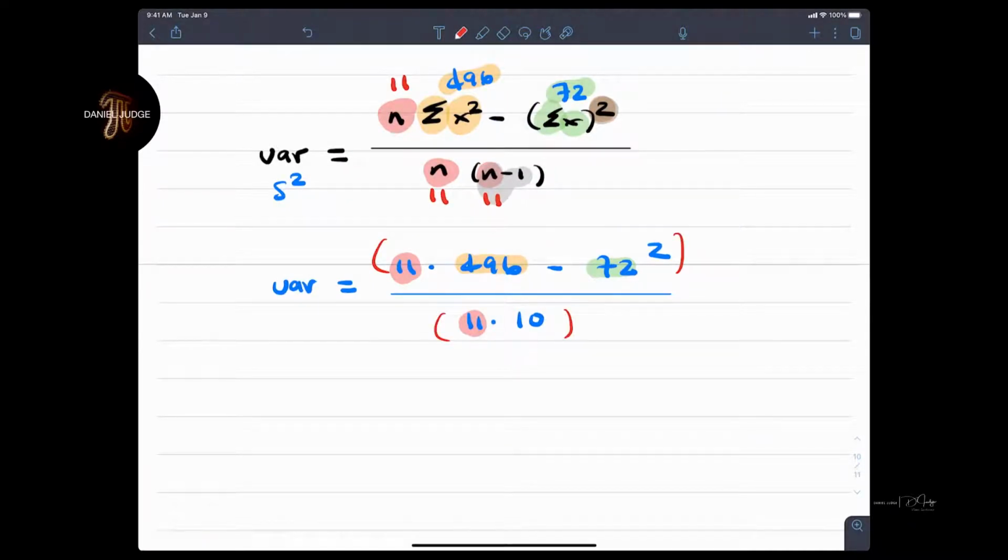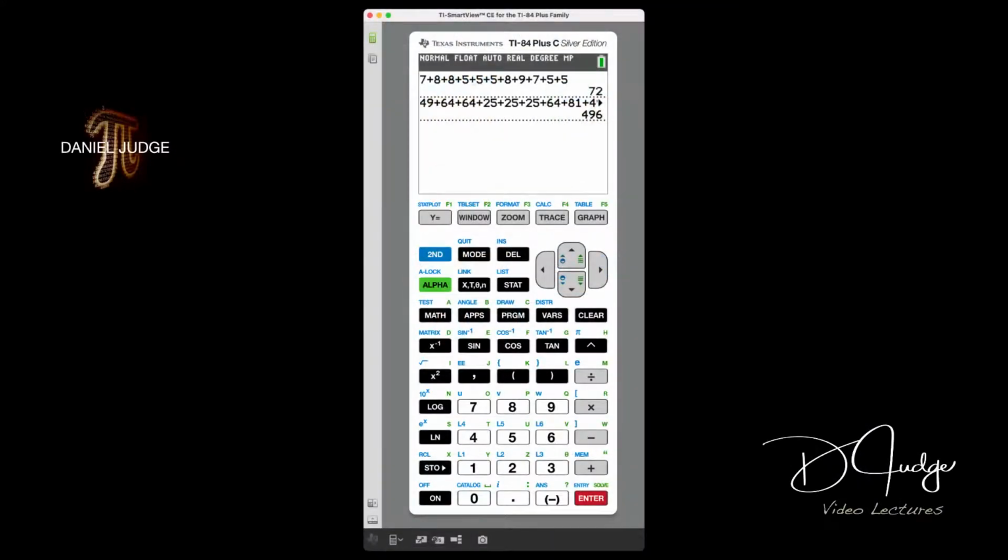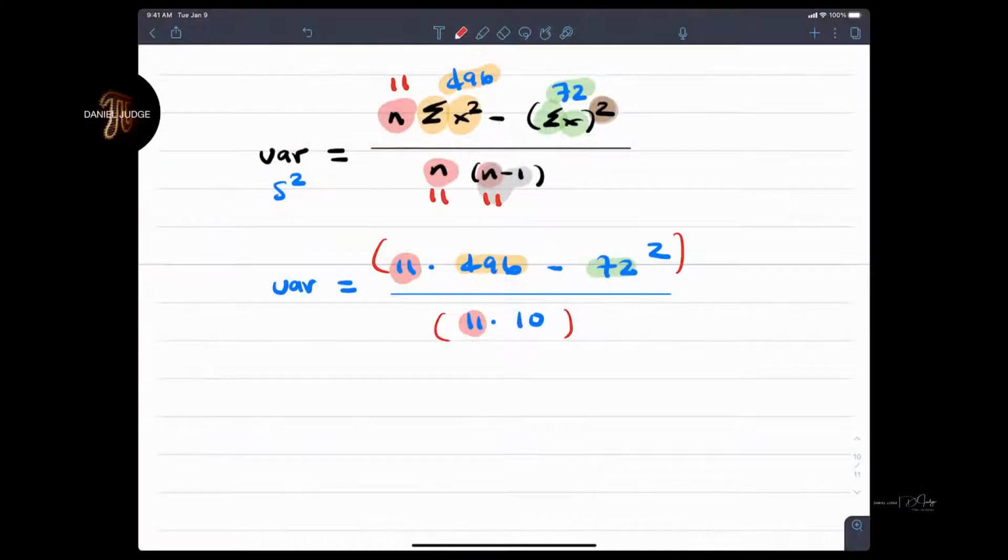So I'm going to put these parentheses in case you're using a calculator that requires you to use one. And let's see what this gives us. So here's a parentheses. This is what I'm saying. 11 times 496 minus 72 to the second power, close that parentheses, divided by 11 times 10, and you close that as well. Double check your work. 11 times 496 minus 72 squared. All right, looks good.